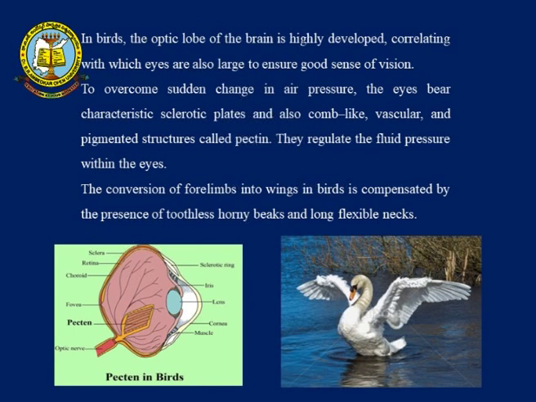The conversion of the forelimbs into wings in the birds is compensated by the presence of toothless horny beaks. You can see the toothless horny beaks and long flexible neck, which are able to catch hold of the prey and eat them. Because they do not have hands or forelimbs like humans, that is compensated with the help of the horny beaks, which are able to catch hold of the prey and eat them, and of course, they also have a long flexible neck.